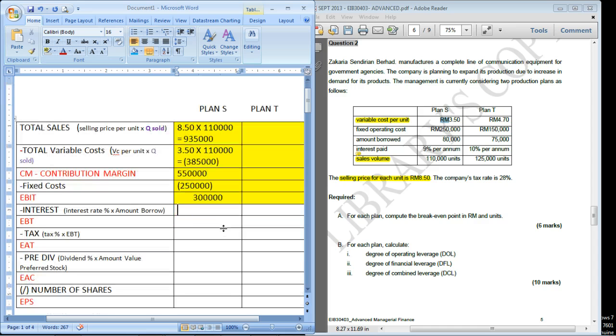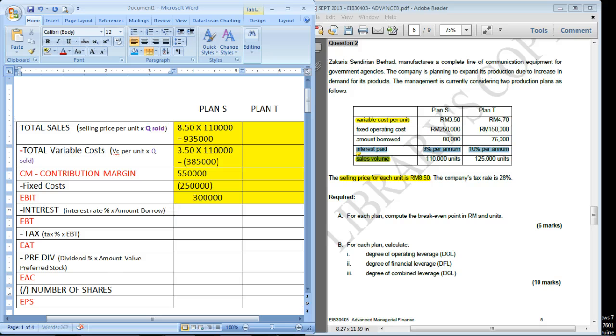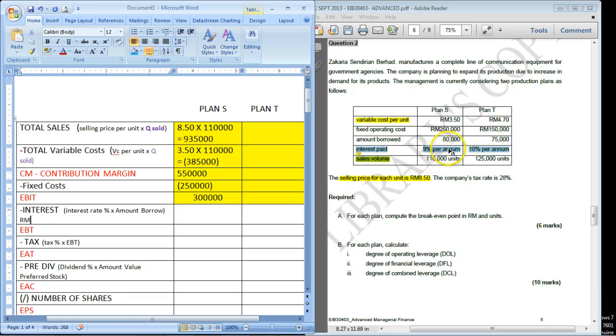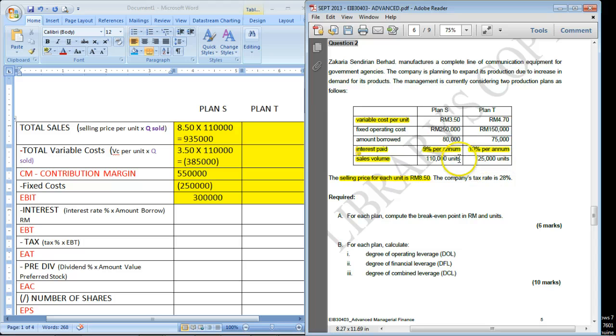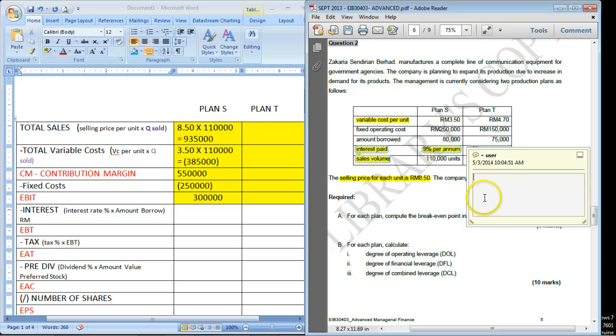Okay, then your interest. Do you see any interest in RM here? No, they give you in percentage. You must make sure it is in RM. Minus interest, your interest must be in RM. So how to find it? You do notes here. The percent you need to multiply with the amount borrowed, or sometimes the question will give you percent times amount loan, depending on the information that the question gives to you.